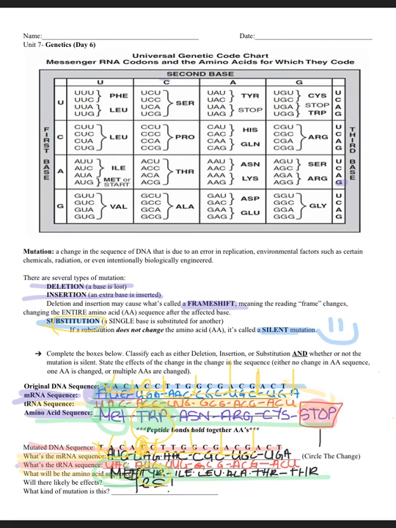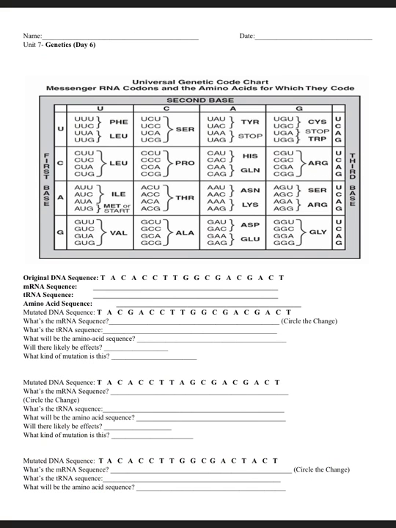If we refer back to the definition, a substitution is when a single base is substituted for another. If a substitution does not change the amino acid, it is called a silent mutation. In this case, however, it was not a silent mutation because the amino acid codes definitely changed.